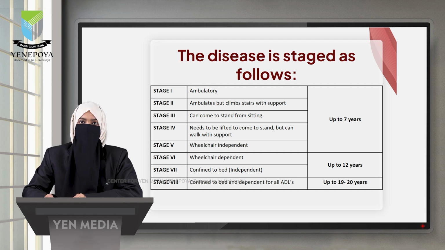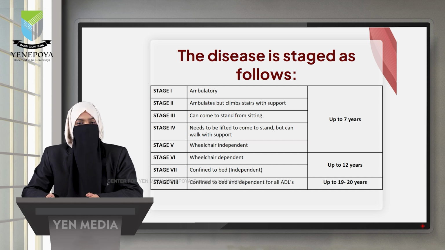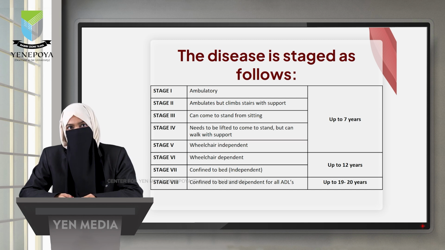So next in the block, we have the age categories or the timeline for it. Stages 1, 2, 3, 4 and 5 take up to 7 years. Stages 6 and 7 up to 12 years, and stage 8 up to 19 to 20 years.